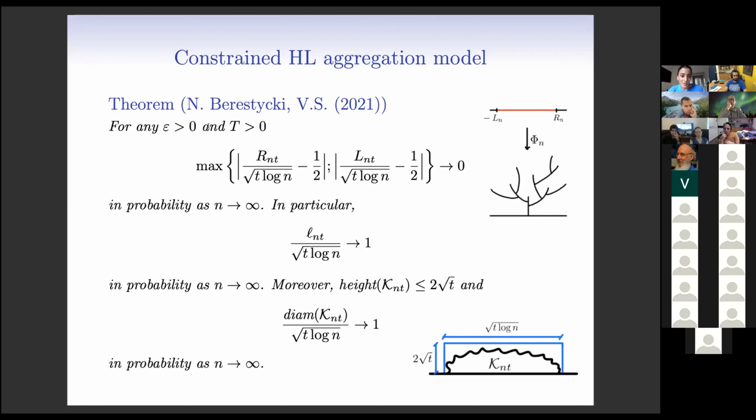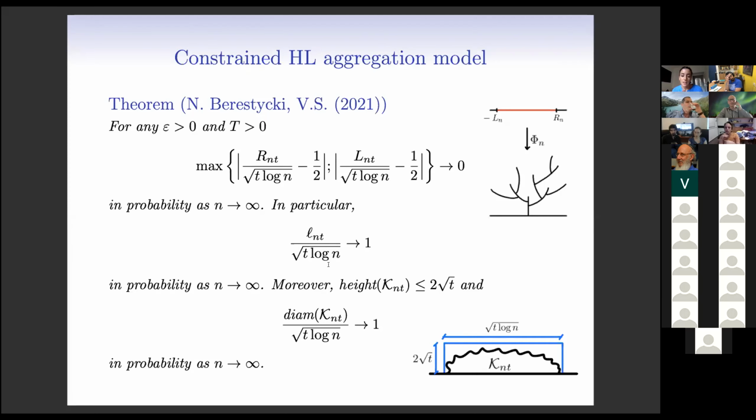So ignore this epsilon and capital T, there shouldn't be there. So these extrema move predictably exactly in the same way. R_{nt} is close to square root of t log n divided by 2, and same thing for L_{nt}, which is the left extremum. And in particular, the length of the interval grows in a predictable way. R_{nt} minus L_{nt} is concentrated around square root of t log n as n goes to infinity, which says that this red interval, which is obtained by mapping out the cluster with nt particles, has a diameter, a length, of the order of square root of log n.